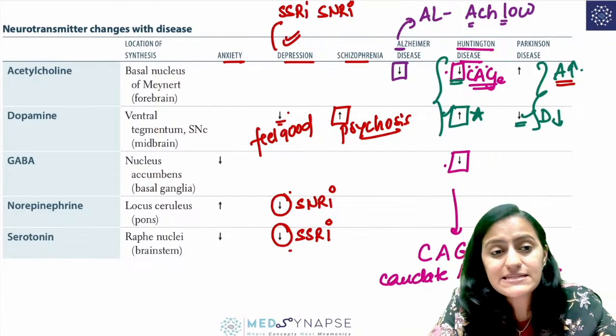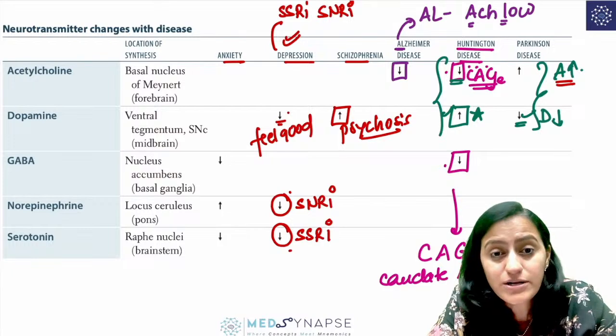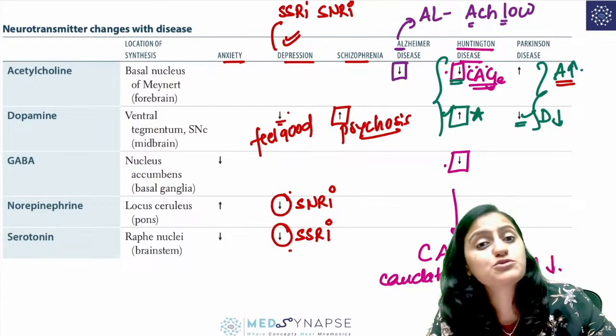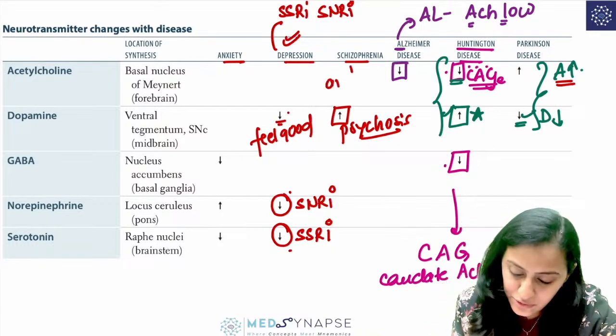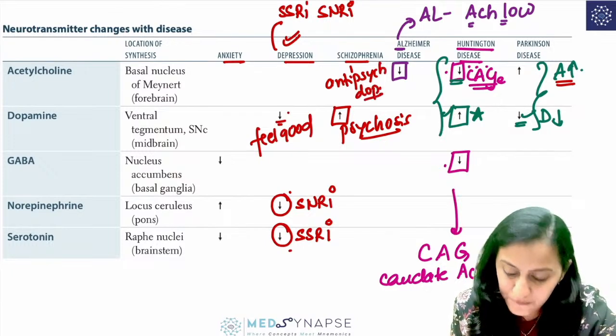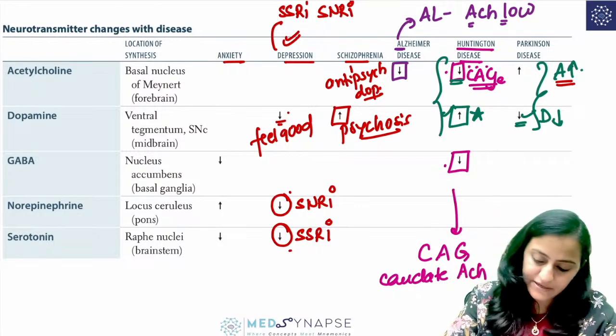In schizophrenia, you have antipsychotics which are given, which act on the dopamine receptors, because you want to block the high dopamine which is acting. So you give antipsychotics which are acting on that dopamine. So dopamine is high in schizophrenia. This is also done.